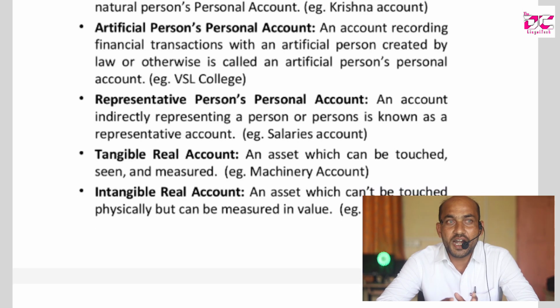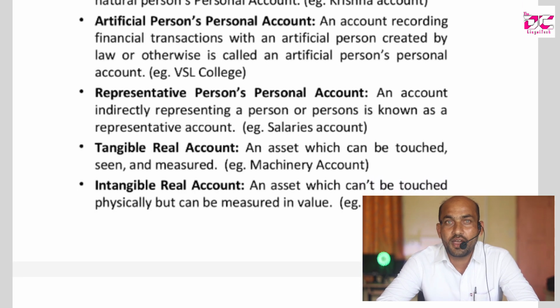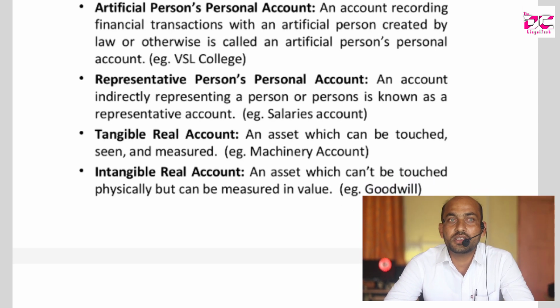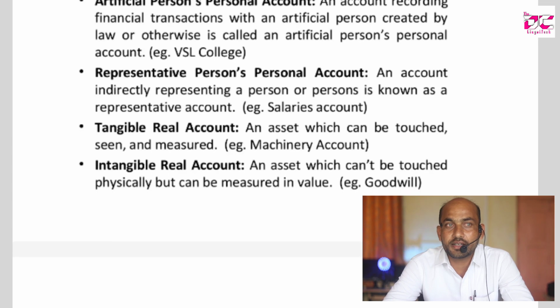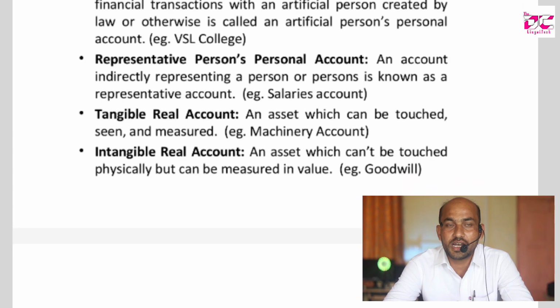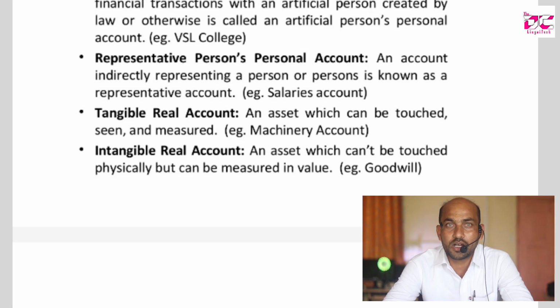Second part, that is an artificial personal account. An account recording financial transaction with the artificial person created by the law is called an artificial personal account. For example, college account, institute account, and other business accounts. That account is represented on behalf of that particular business.